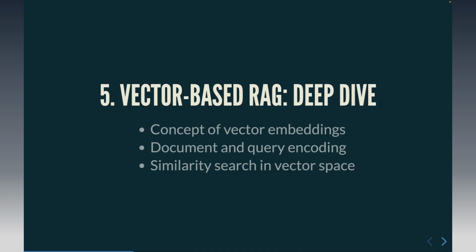It works by converting both documents and queries into numerical representations called vector embeddings. These embeddings capture semantic meaning, which allows us to find relevant information through similarity searches within the vector space. In short, it allows us to find similar topics, similar themes, even if the exact same words aren't used.